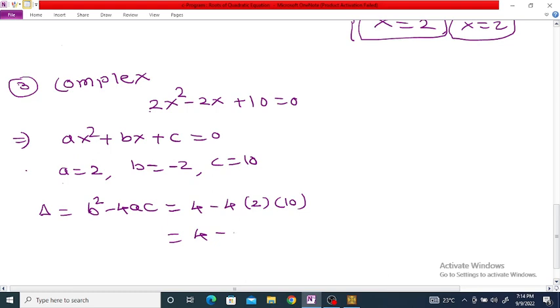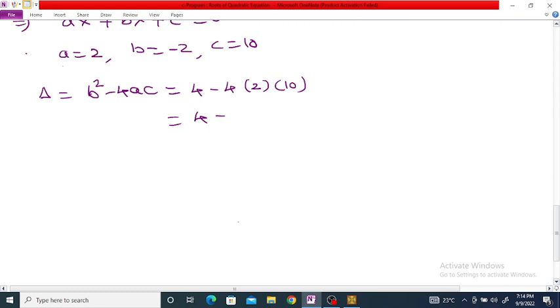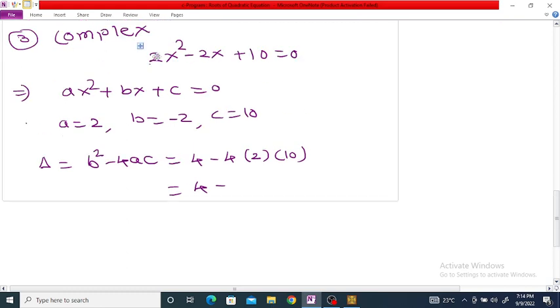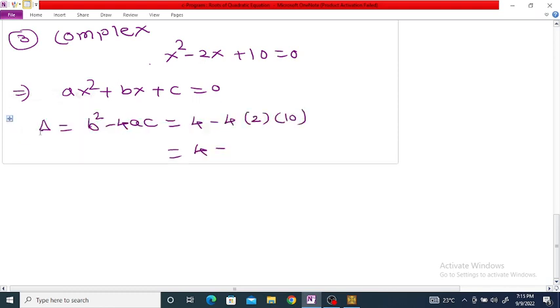Sorry, here there is one correction, here it is not 2, only x square minus, so a is 1. Sorry, I am writing again.